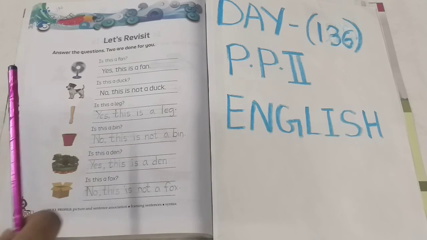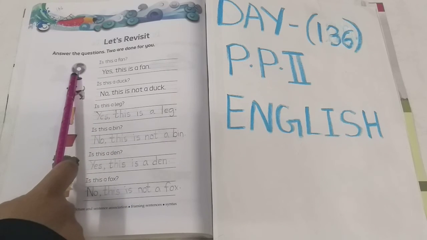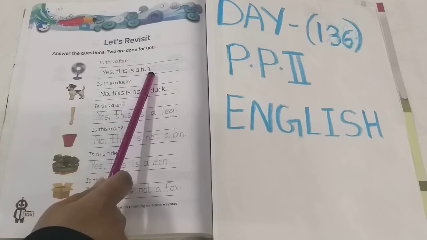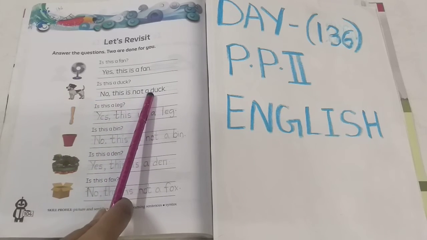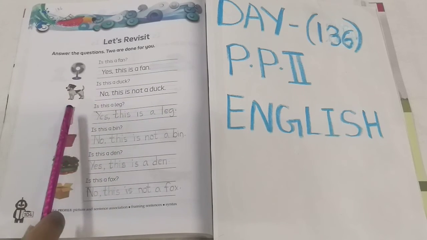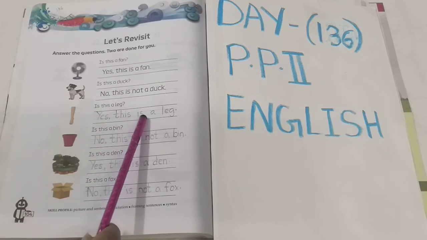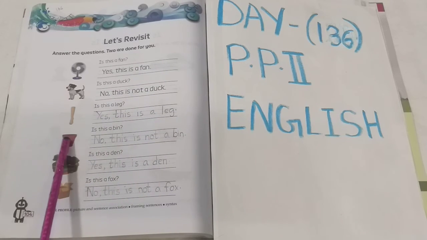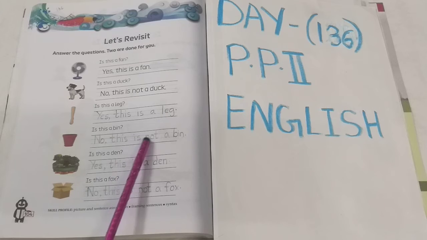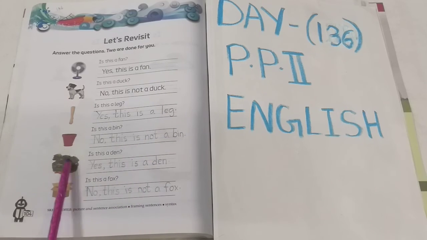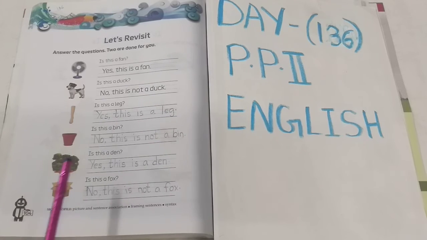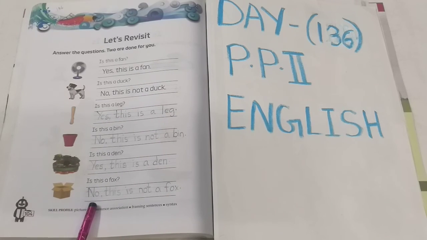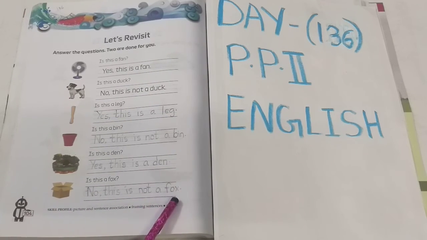Okay, children, let's see. Is this a fan? Yes, this is a fan. Is this a duck? No, this is not a duck. Is this a leg? Yes, this is a leg. Is this a bin? No, this is not a bin. Is this a den? Yes, this is a den. Is this a fox? No, this is not a fox.